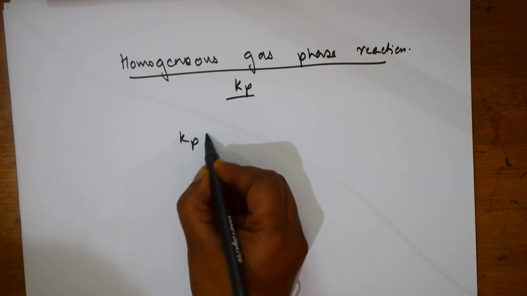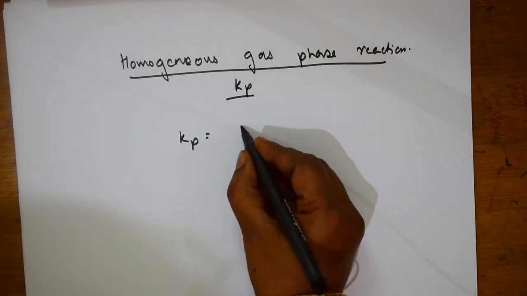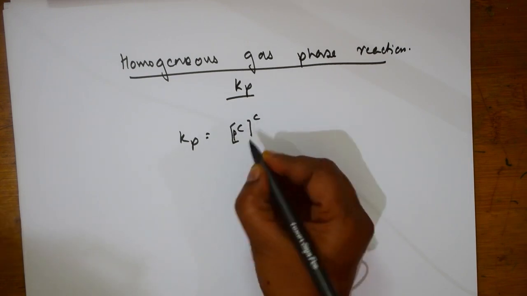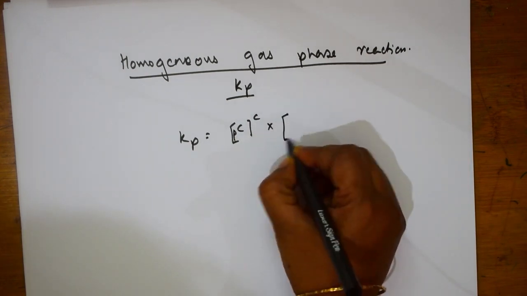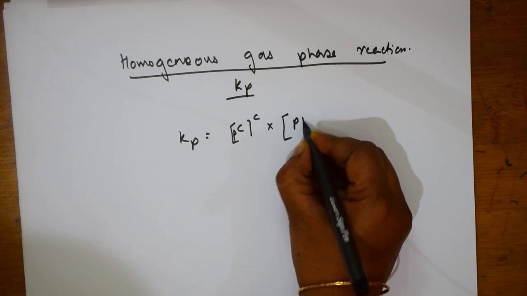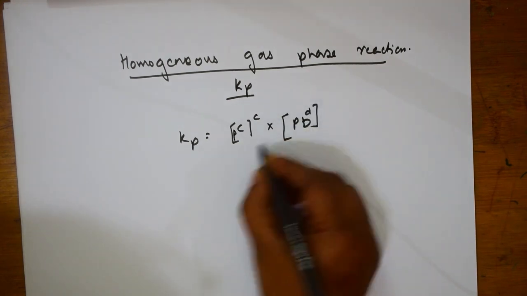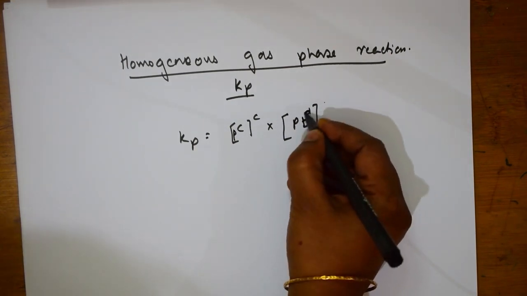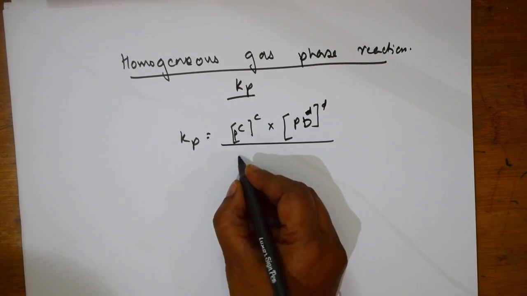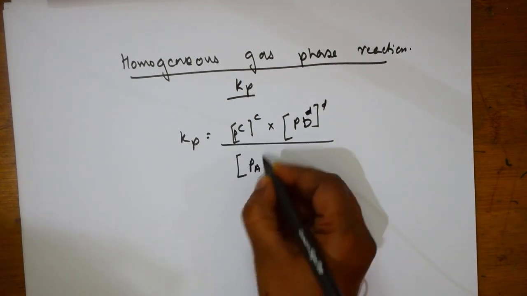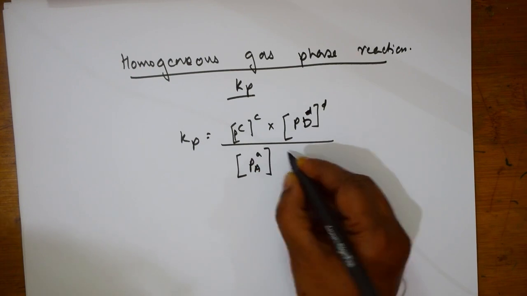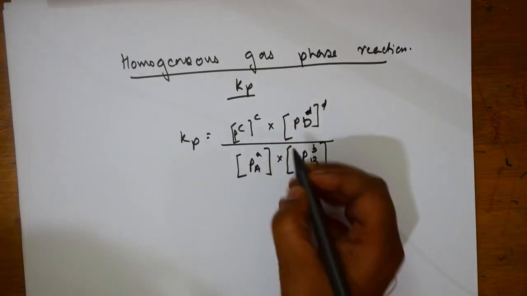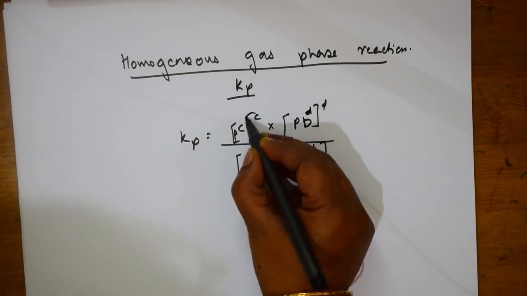So Kp is equal to, right, product by reactants as usual, C raised to the power of c, but here you are going to write a term called P. I'll tell you what it is. P of D raised to power d. You can write it inside also, I'm just writing it here, divided by P of A raised to a into P of B raised to b. So shall we write everything inside here, this will come inside, this will come inside.